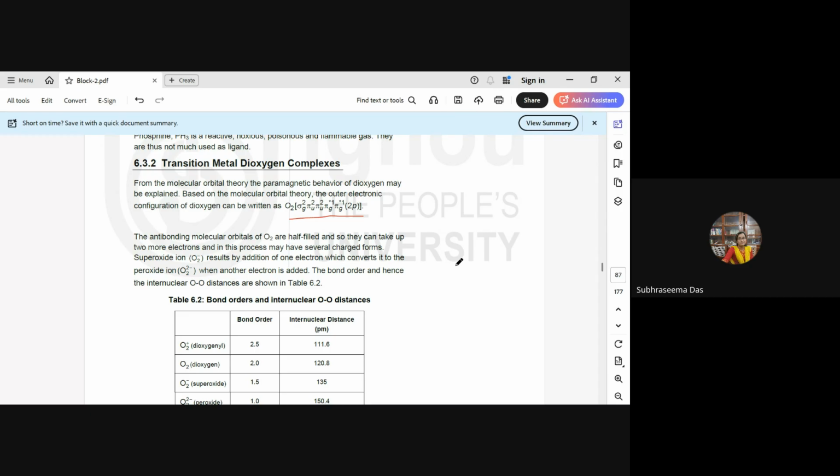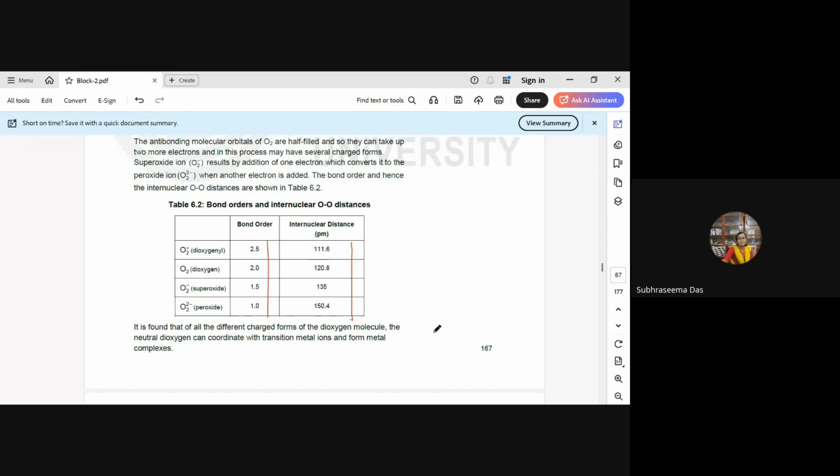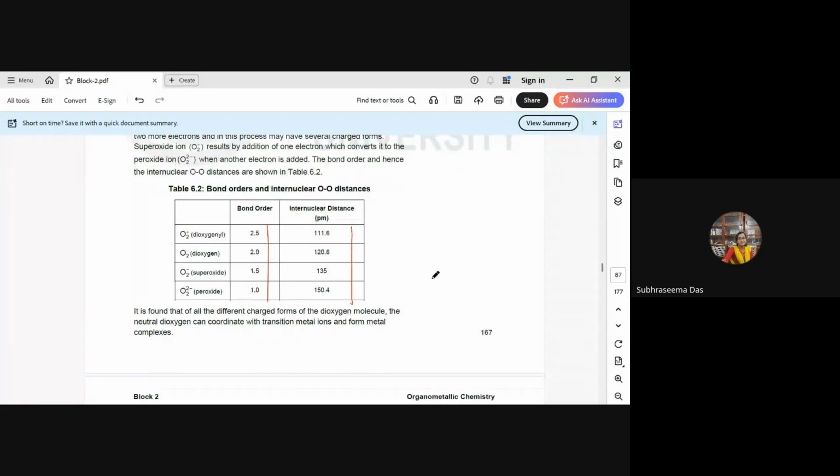We have the superoxide, the peroxide, and other oxide ions. These are the different bond orders and the internuclear O-O distances. This is for O2+, that is dioxygenyl. O2 is dioxygen, O2- is superoxide, and O2 2- is peroxide. Here the bond order has been given and their internuclear distance has been shown. It has been found that all the different charge forms of the dioxygen molecule, including neutral dioxygen, can coordinate with the transition metal and form metal complexes.